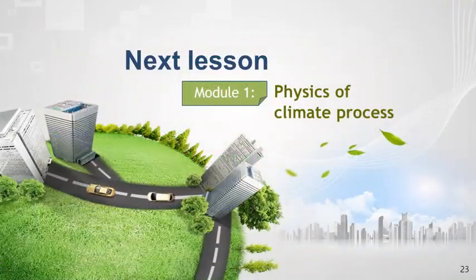So now we have reached the end of module 1, and I believe that more or less you have learned about our Earth climate system, including its primary components and their interaction with each other, which is an important factor that makes our Earth environment favorable for living organisms, including ourselves. In the next module, we will discuss in detail the physical processes that govern our global climate pattern.